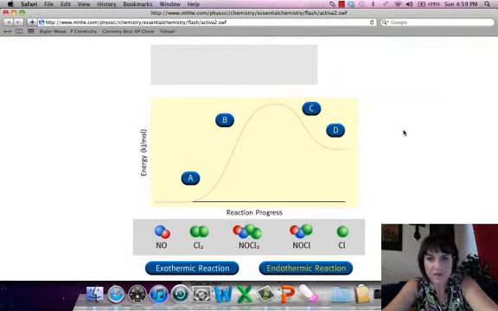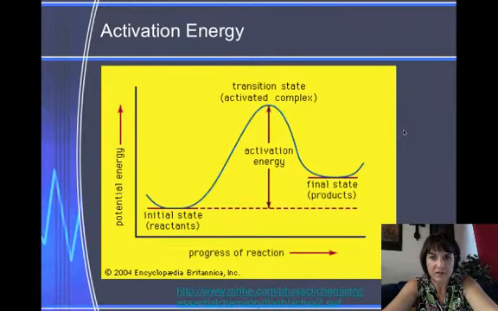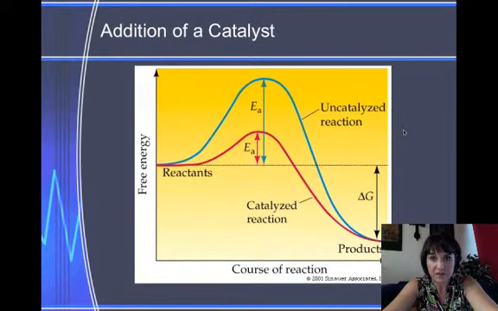Okay, so now that you've seen the energy profile for a reaction, let's look more closely at how we know what that activation energy will be. How high is that obstacle going to be to get from one side of the reaction to the other?